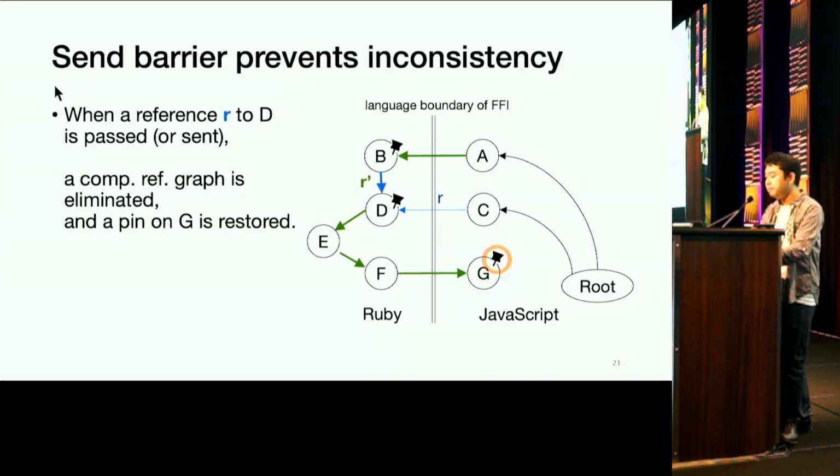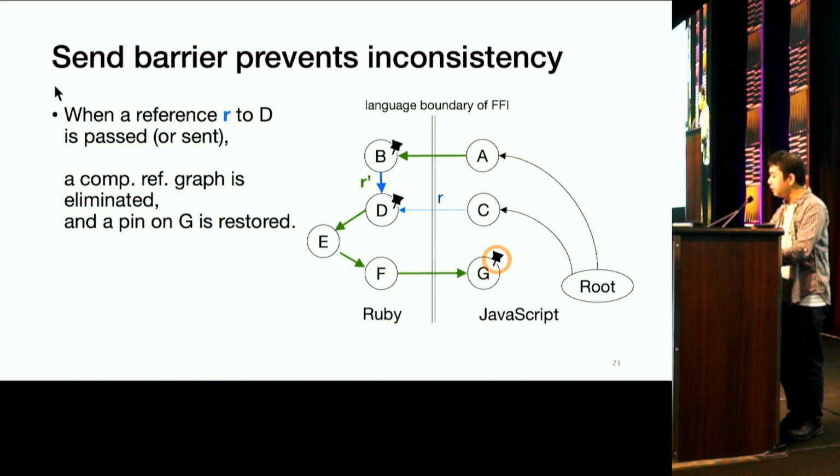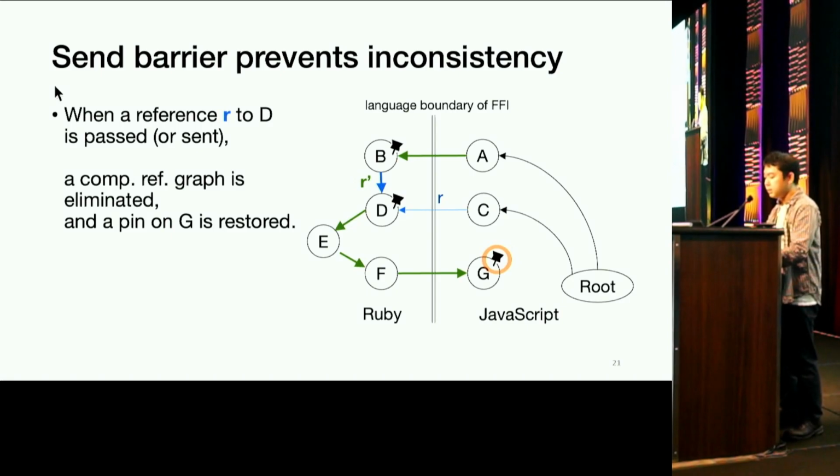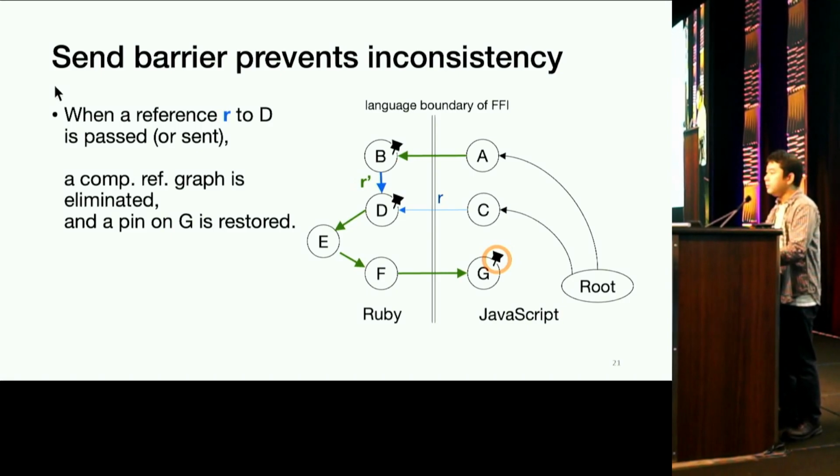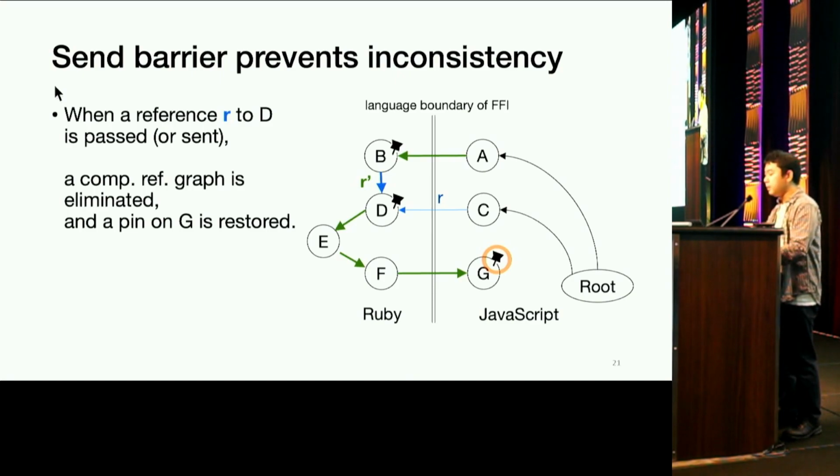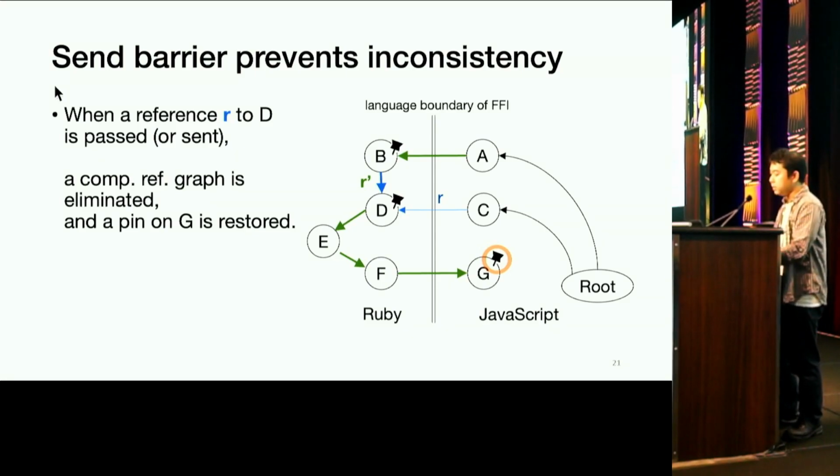To avoid this problem, we use a send barrier. The send barrier prevents inconsistency between the graphs. When the reference R pointing to D is passed, or sent, from JavaScript to Ruby, the send barrier detects this. The compressed reference graph is eliminated, and a pin on the object G is restored. We can find G simply by following edges starting from C in the compressed reference graph. This pin on G protects the object G from JavaScript garbage collection.